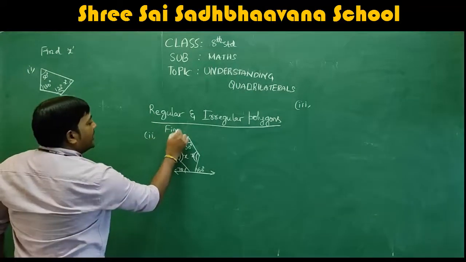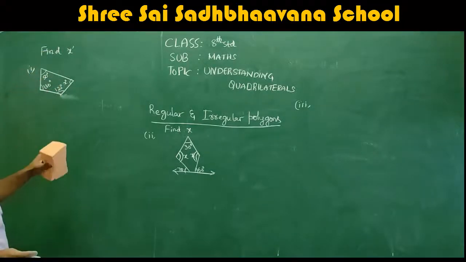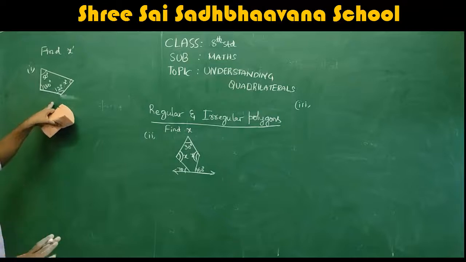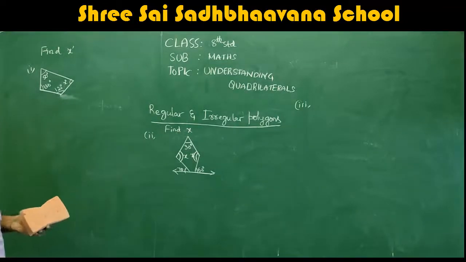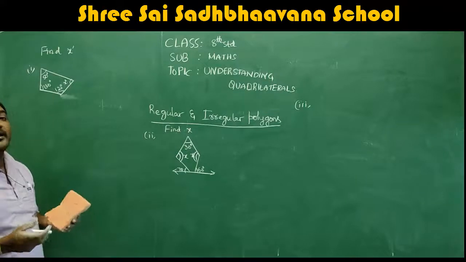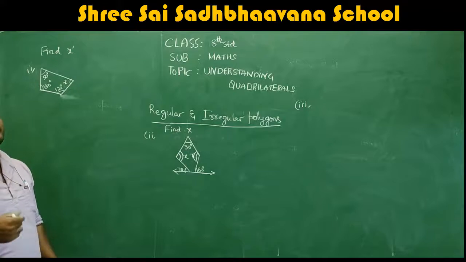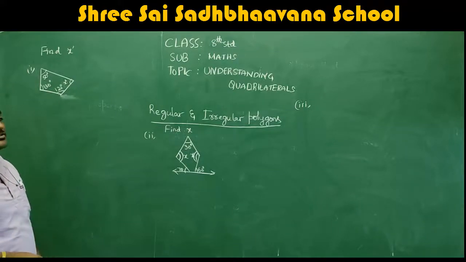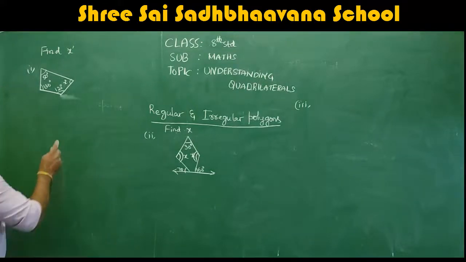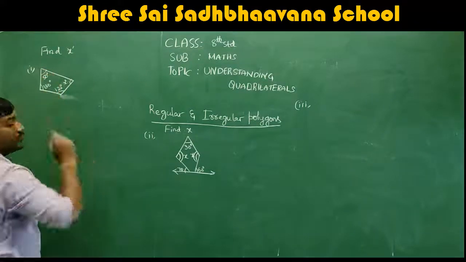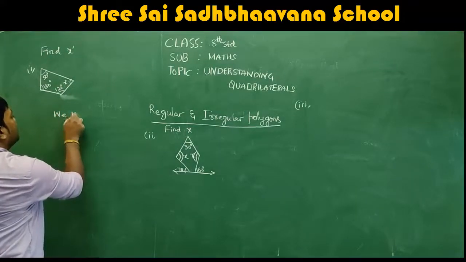So how to find the X value? Correct? So in this case, by looking at the figure, you can easily tell that it is a quadrilateral, correct? Just now we proved the angle sum property of a quadrilateral, that the sum of the angles of a quadrilateral should be 360. So how many angles do we have here? We have 4 angles. What are those? X, 120, 130, 50.